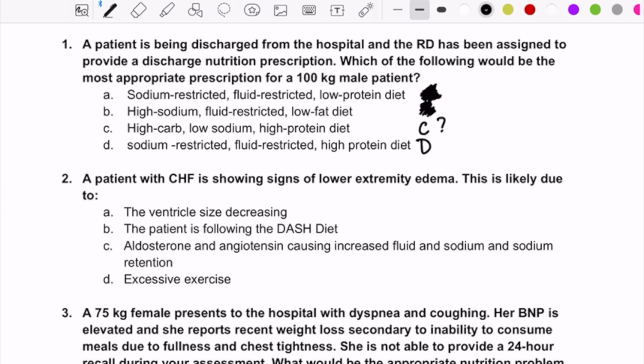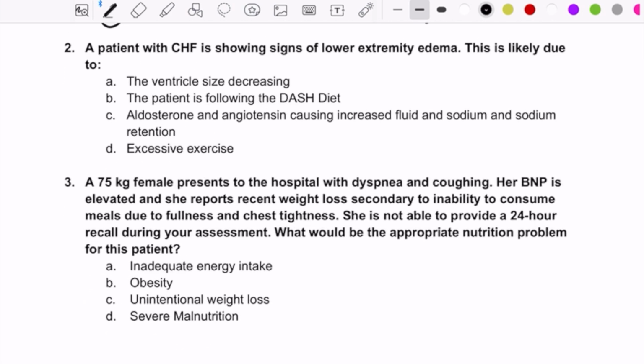In D, sodium restricted, fluid restricted, high protein diet. I like D because it hits all my points of what I focus on for CHF. If I was stuck between C and D, D is the one I felt best with, and D will be our best answer. Sodium restricted, fluid restricted, and high protein diet would all be good ones that could be used for a patient with CHF.